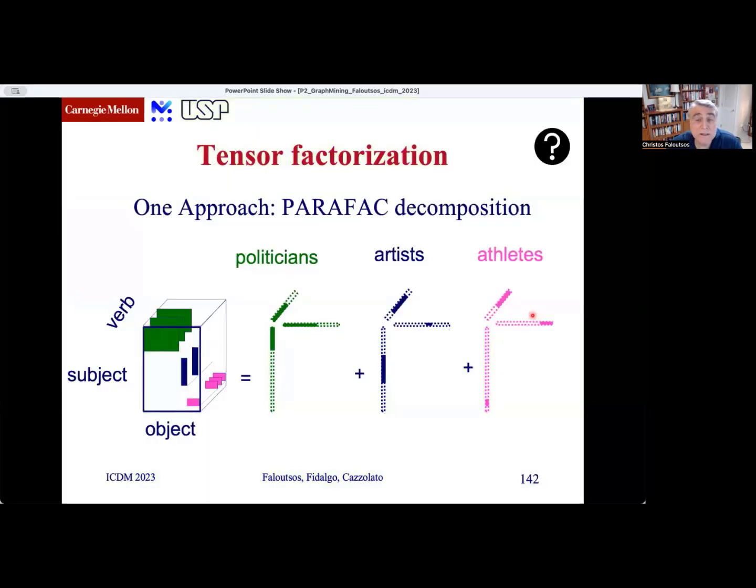It turns out that PARAFAC generalizes this decomposition. So if we have a three-mode tensor, like a time-evolving graph of person, keyword, and time, or a knowledge base of subject, verb, object, and if there are nice boxes in this tensor, then the PARAFAC decomposition will give triplets of vectors, and every triplet will correspond to one of the topics. So suppose that one topic is politicians.